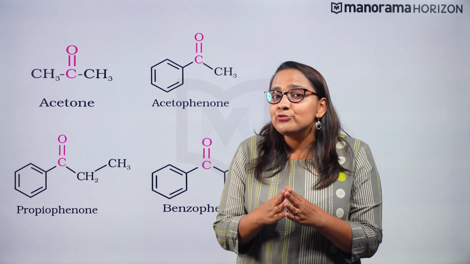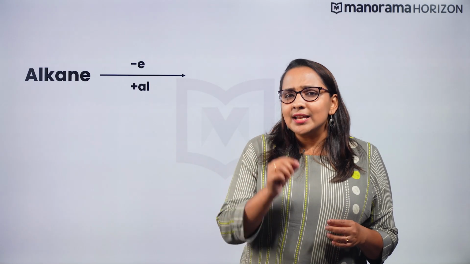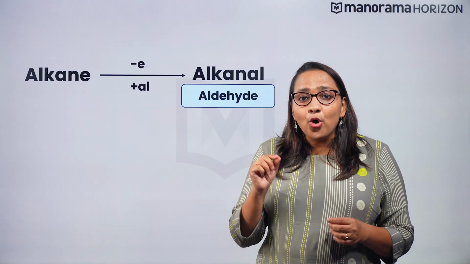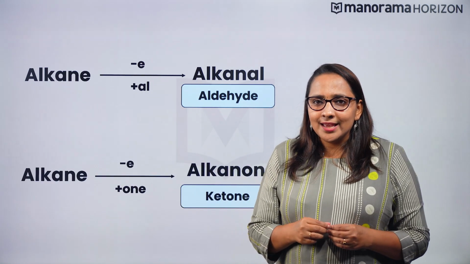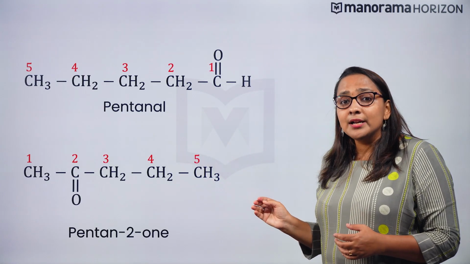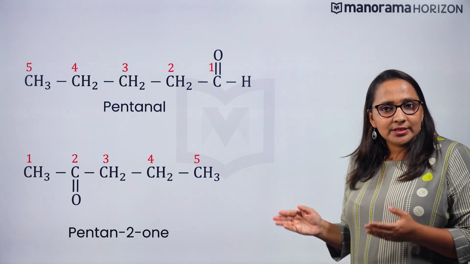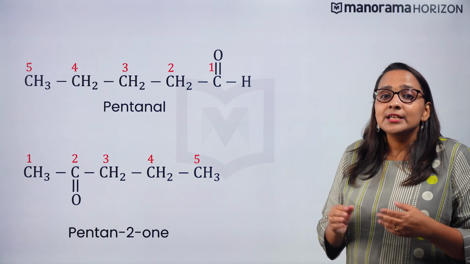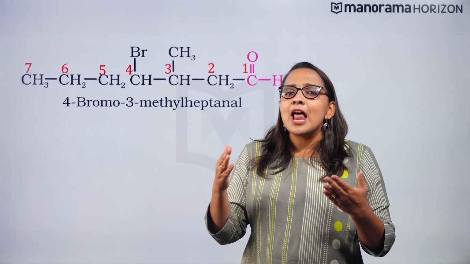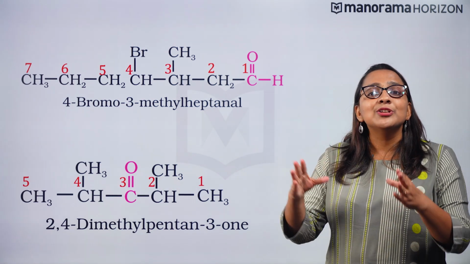For naming an individual member according to the IUPAC system, the letter E at the end of alkane is replaced by the suffix al in case of aldehyde and one in the case of ketone. In case of aldehydes, the longest carbon chain is numbered starting from the carbon of the aldehyde group, while in case of ketones, the numbering begins from the end nearest to the carbonyl group. The substituents are prefixed in alphabetical order along with numerals indicating their positions in the carbon chain.